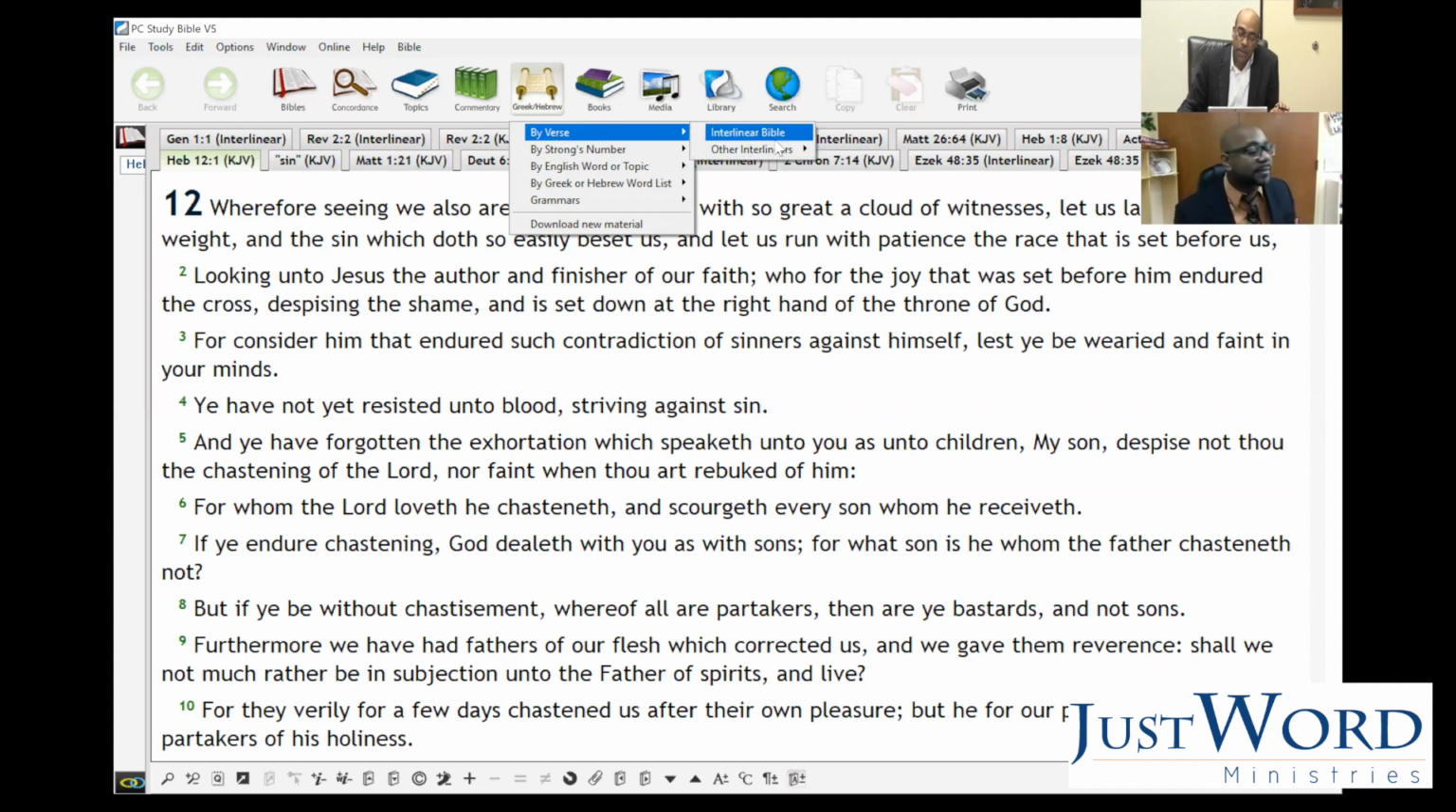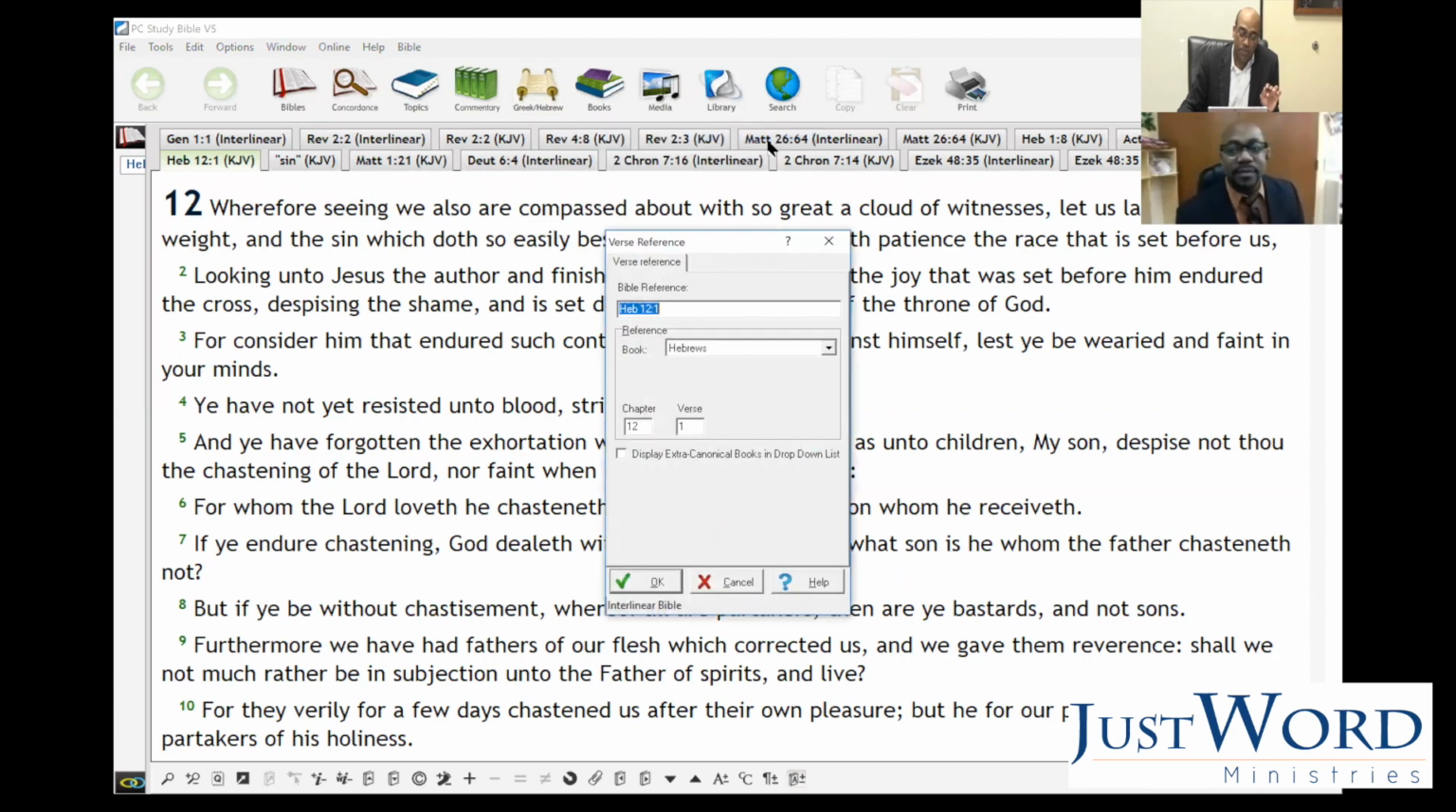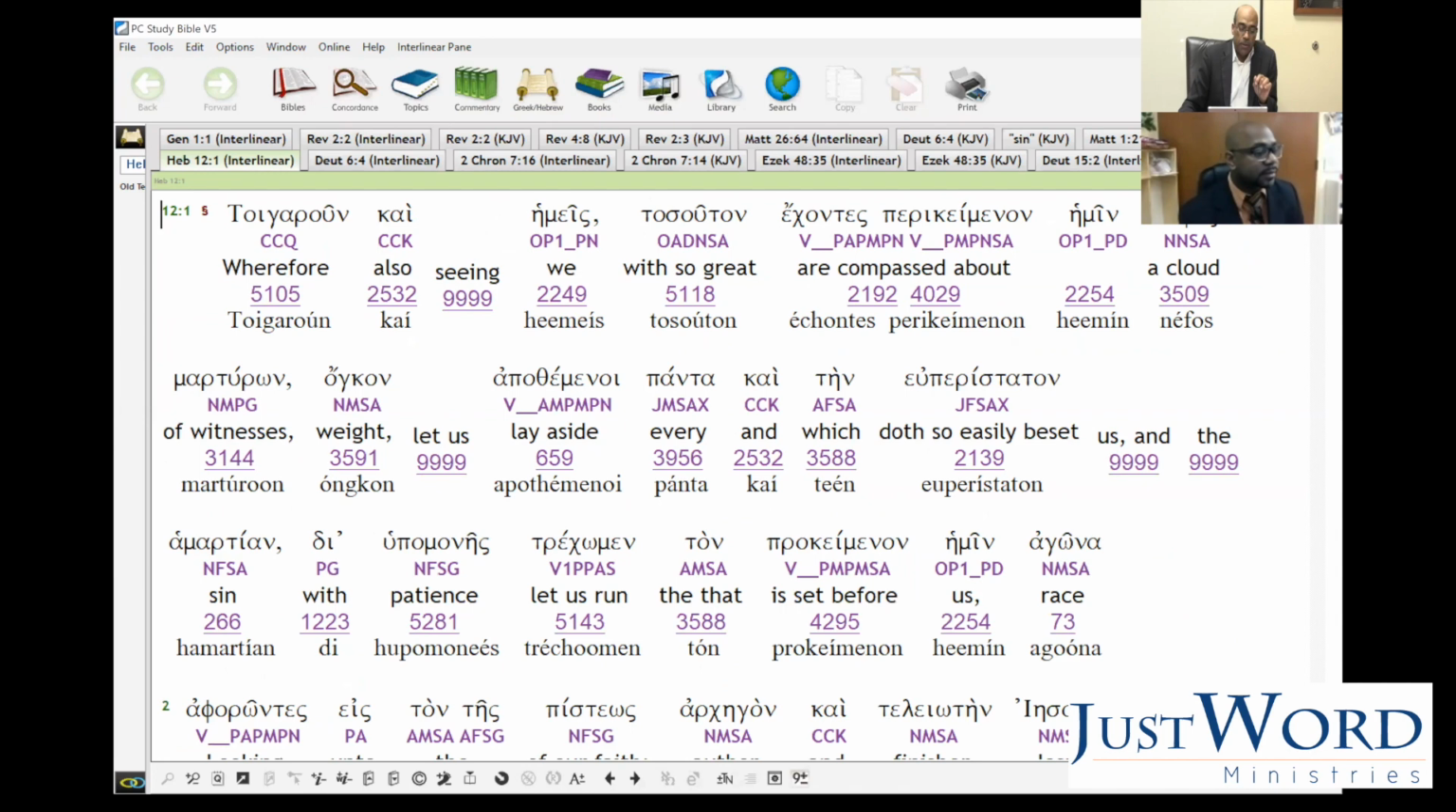Okay. Now, again, we're going to talk a bit more about the name of Jesus. But before we do, the Hebrew writer tells us that we're compassed about with this great cloud of witnesses. Because of that, let us lay aside every weight and the sin that does so easily beset us. This word, does so easily beset us. Terry, I want you to tell me if you can see this. Yes, sir. I can see.